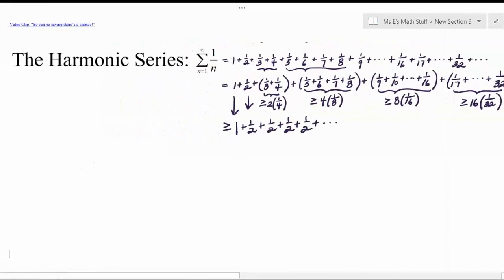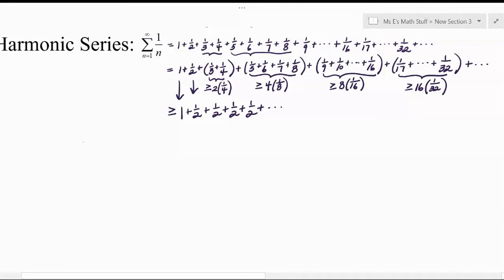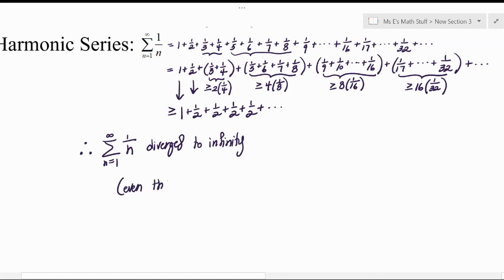So the summary is that, and we're going to keep this in our back pocket to remind ourselves, keep ourselves out of trouble: the harmonic series diverges to infinity, even though its terms approached 0.